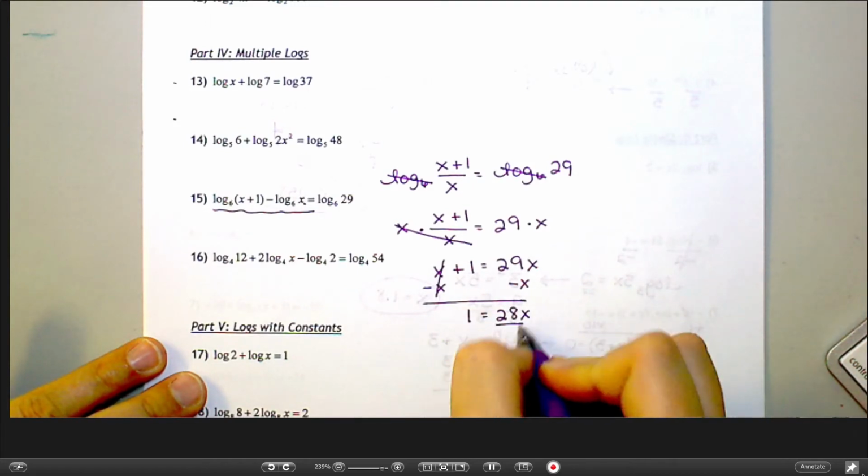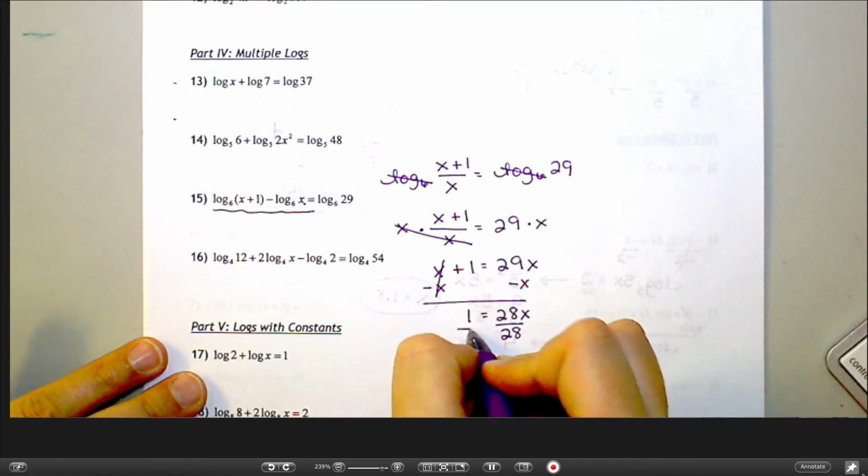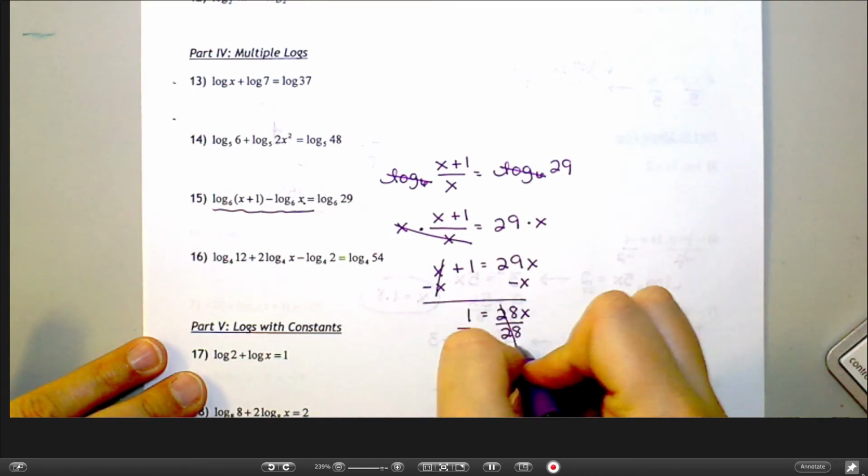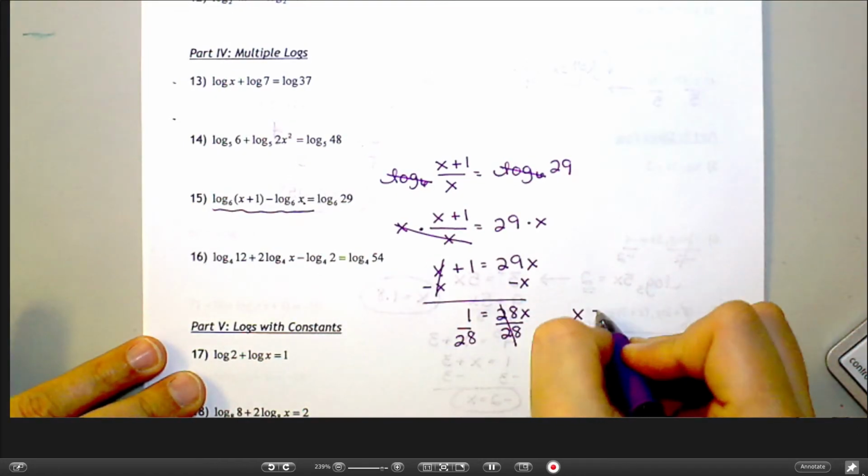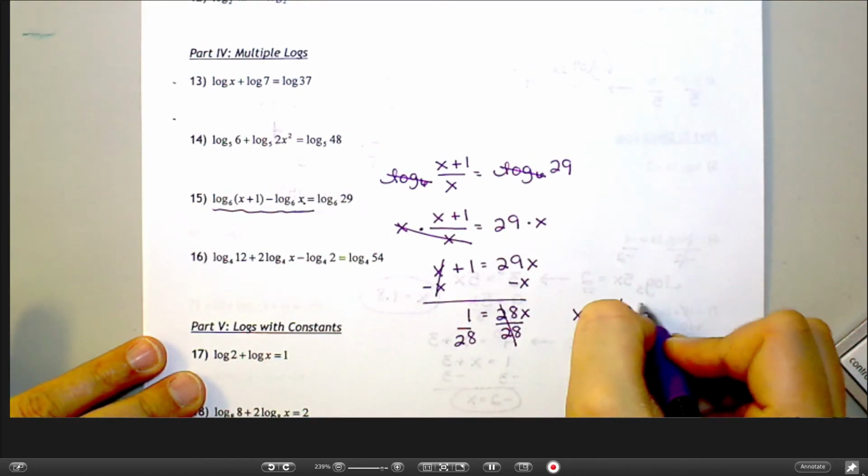Yep. Then I would divide by 28. You could make that a decimal if you wanted to, but it's probably cleaner to just make the answer 1 over 28.